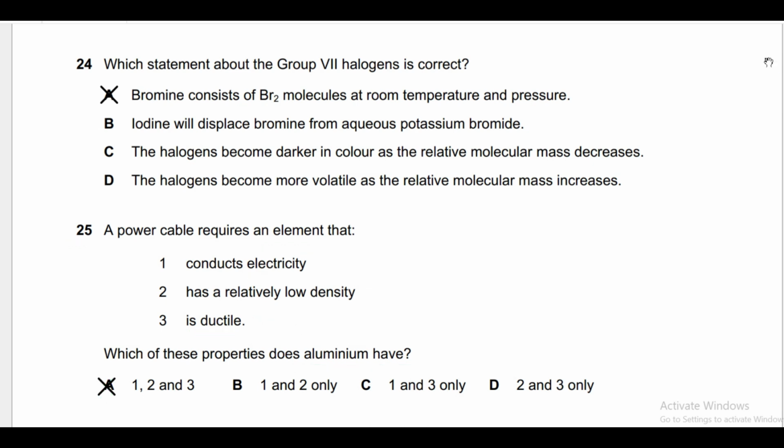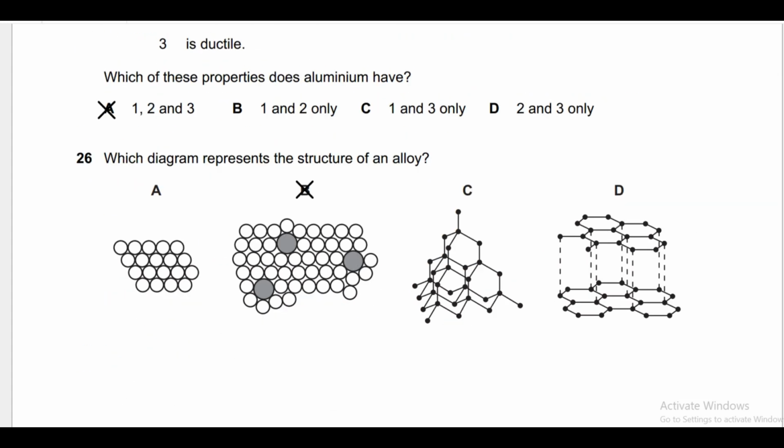Next, 26, which diagram represents the structure of an alloy? B is an alloy, because the atoms or ions are different sizes, this small size and this large size. So an alloy is harder because the atoms are different sizes, so they cannot slide over each other. And this is a pure metal, this is diamond, this is graphite. So B is the right answer.